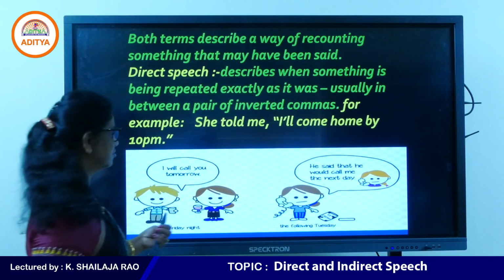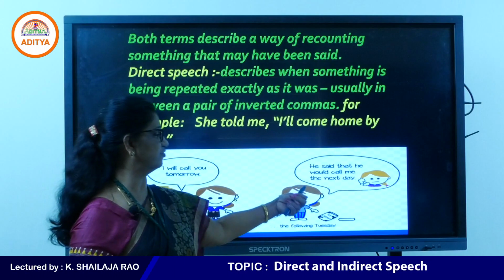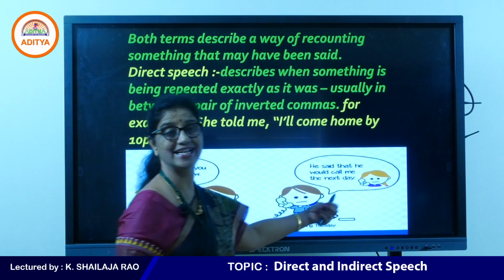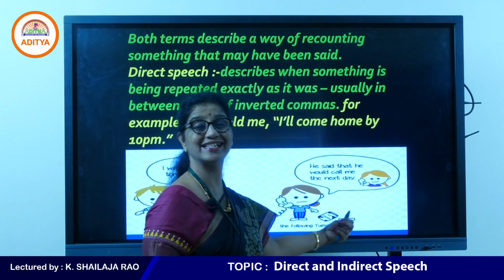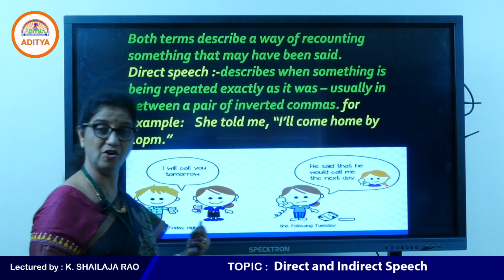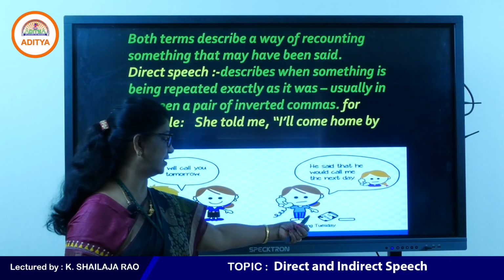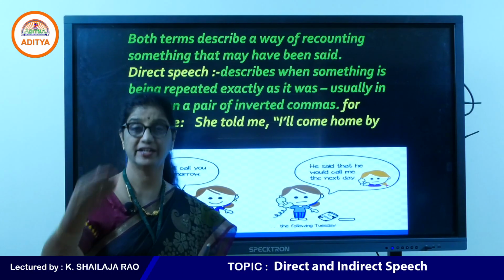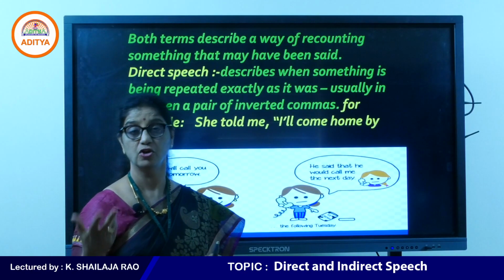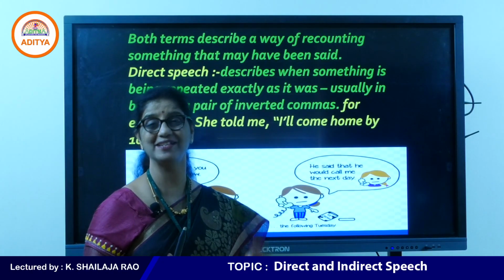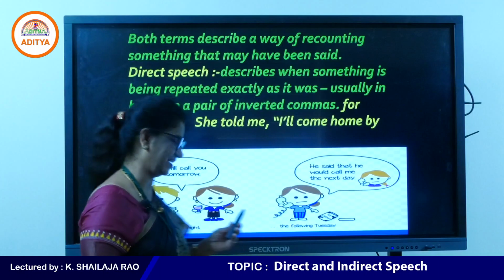"I will call you tomorrow." "He said that he would call me." See, it's not the same thing. He said that he would call me the next day, not tomorrow. Because when the caller said tomorrow, he could be reporting it immediately that same day, or he could be reporting it the next day. So you never know. So that is why there are some rules for reported speech. That's what we'll see here today.